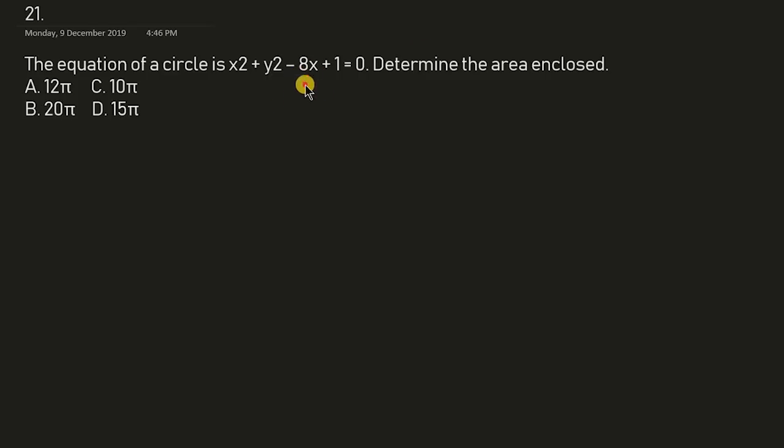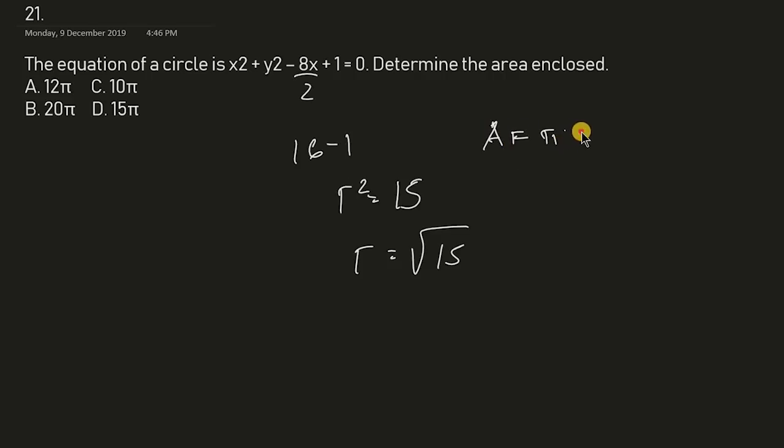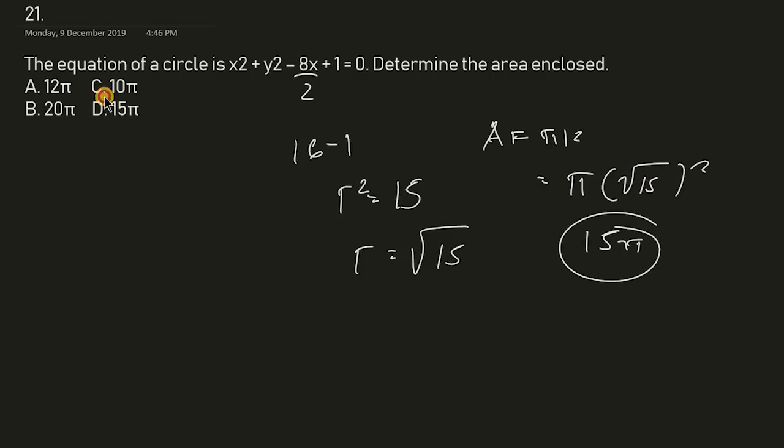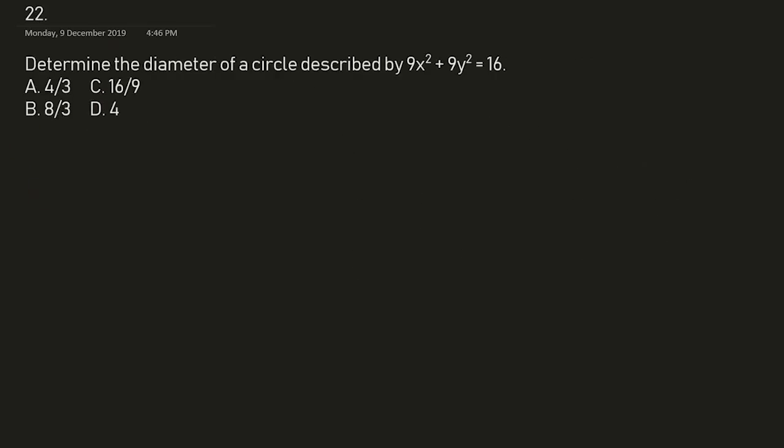So, dito, 8 divided by 2 is 4. 4 squared is 16. Ito, transpose sa kabilang side ng equation, kaya magiging minus 1. Diba? Magiging minus 1. So, r squared ko ngayon is equal to 15. So, the value of my r is equal to the square root of 15. And area is equal to pi r squared. Squared ko, pi times, square ko yung 15, mawala yung square root, so that's 15 pi. Gets? Yun. Next, 22.